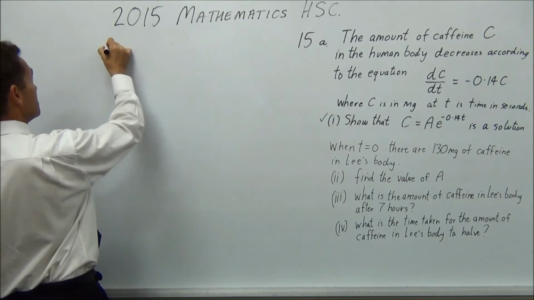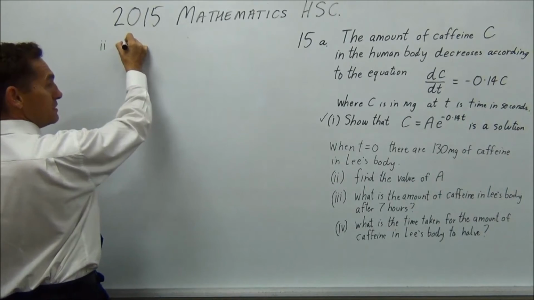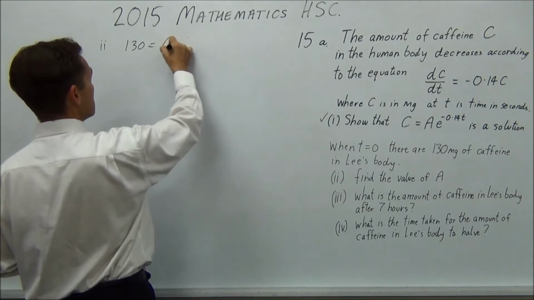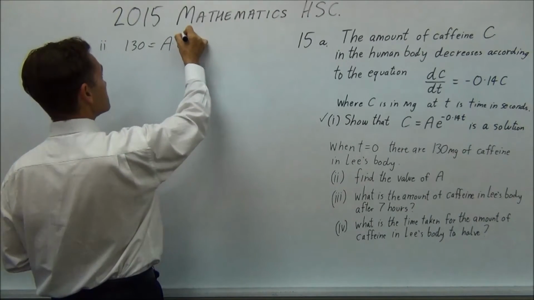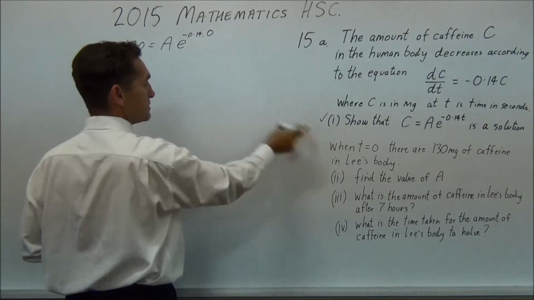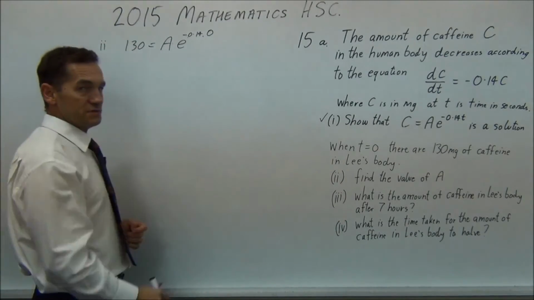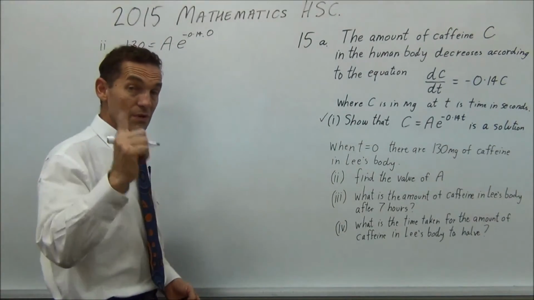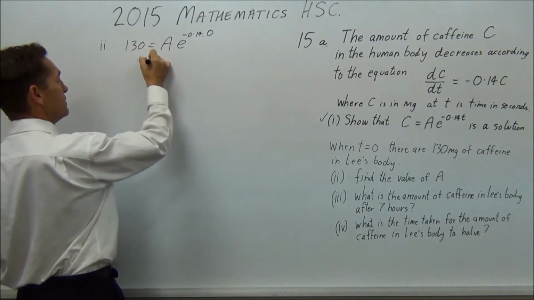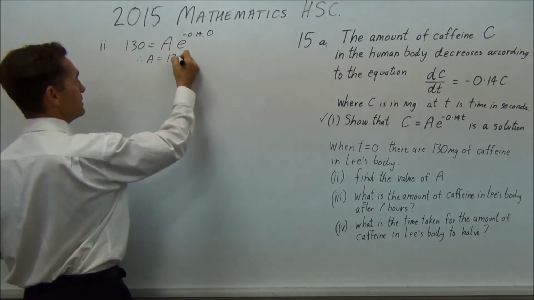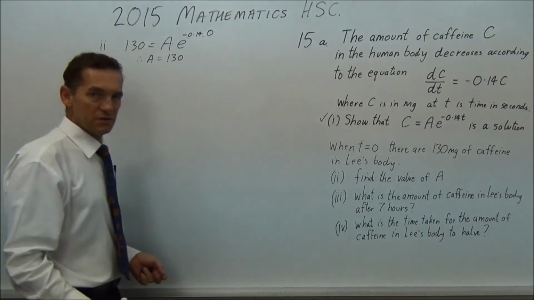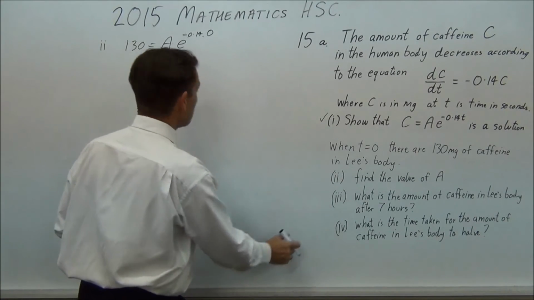So for part 2, we'll get 130 equals A e to the minus 0.14 multiplied by 0 because t is 0. Well, what's e to the 0? What's anything to the 0? 1. So this is A multiplied by 1, so therefore A equals 130. Okay, pretty straightforward and should be a very easy 1 mark. Part 3.